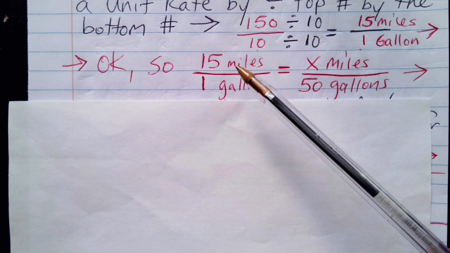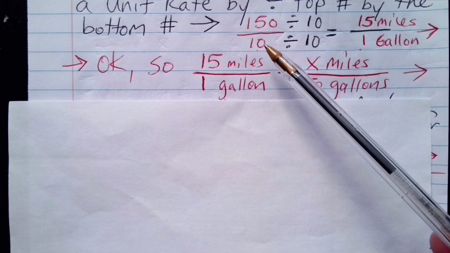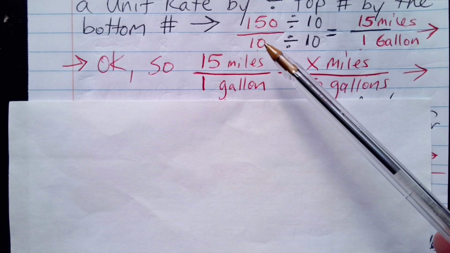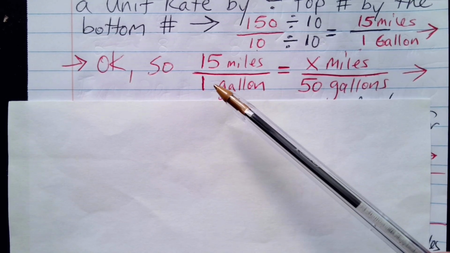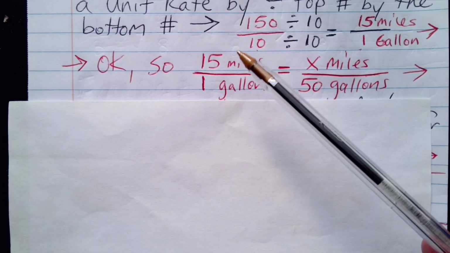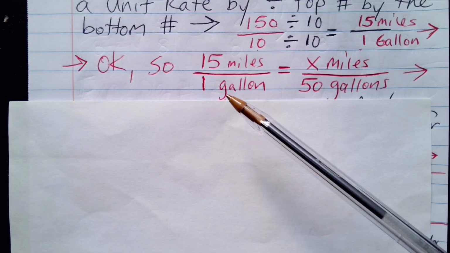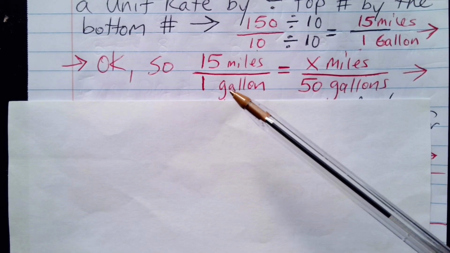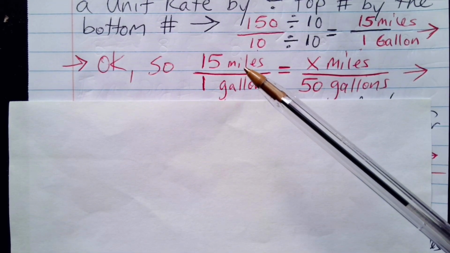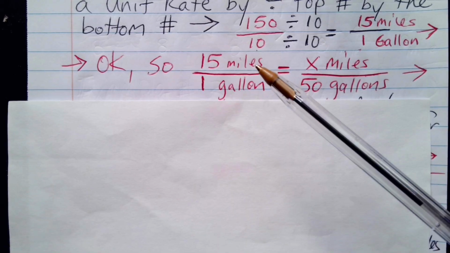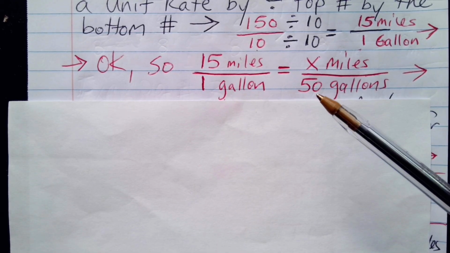But I do know, because I converted 150 miles using 10 gallons of gas, I converted that into a unit rate by turning the denominator into a 1. And now I know I can travel 15 miles to 1 gallon. Boy, this must be an old 1950s gas guzzler, because that's not very far by today's standards, all right? So 15 miles per 1 gallon equals X miles to 50 gallons.